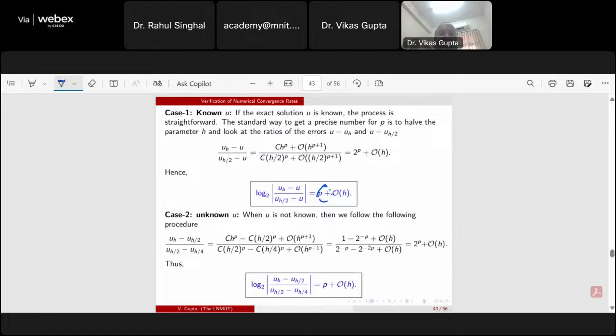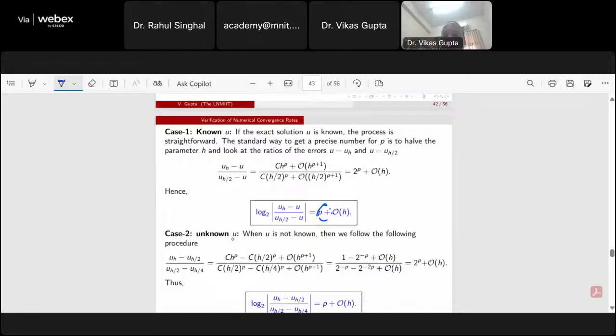So in most of the cases we don't know the analytical solution for the given continuous problem. So in that case, if u is not known to us, we follow this procedure. We consider this ratio, uh minus uh by 2 upon uh by 2 minus uh by 4. uh is the numerical solution with mesh width h, uh by 2 is the numerical solution with mesh width h by 2, and uh by 4 is the numerical solution with mesh width h by 4. So we consider this ratio. So uh minus uh by 2, we can write as uh minus u plus u minus uh by 2.